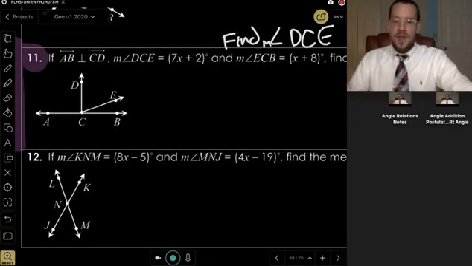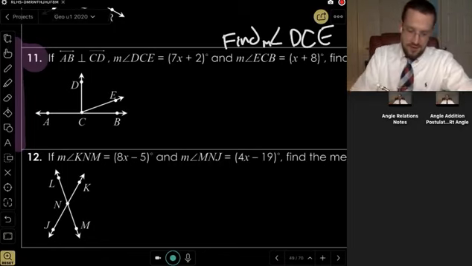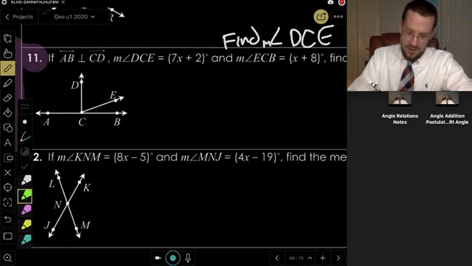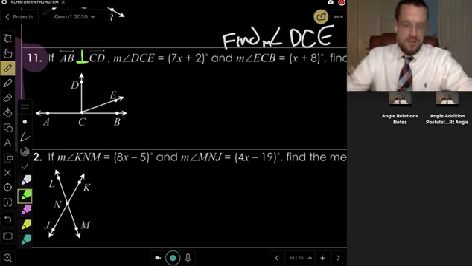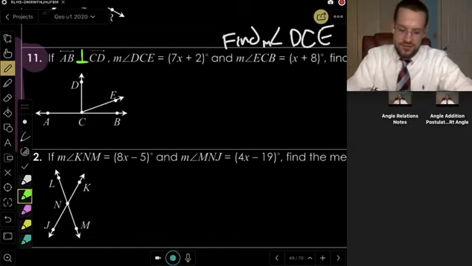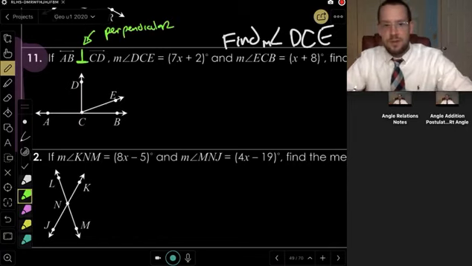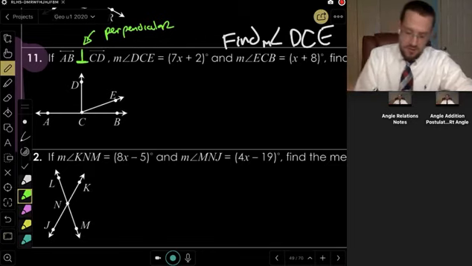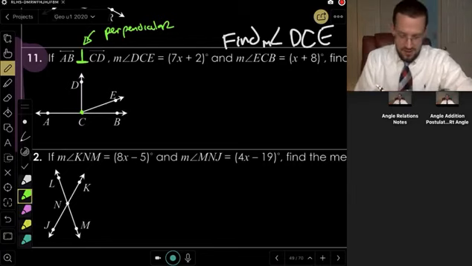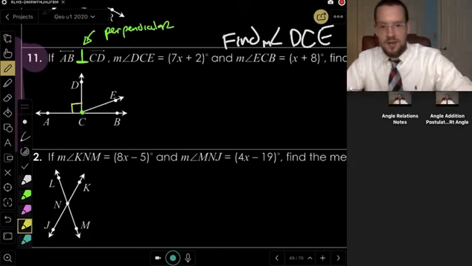Okay, so now we have a figure and we're told something. We are told that line AB and CD are related by this symbol, which is the symbol for perpendicular. So these are perpendicular figures. That means that at their intersection, they make a right angle. So here is a right angle.